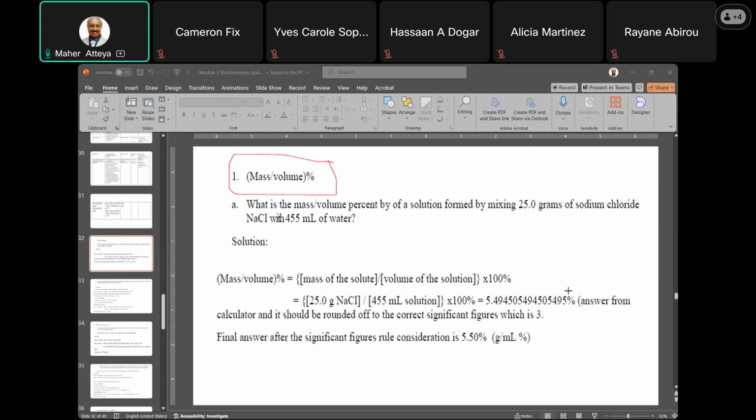So what's given to you? The solute is a small amount, which is 25 grams of kitchen salt, sodium chloride, with 450 mLs of H2O.